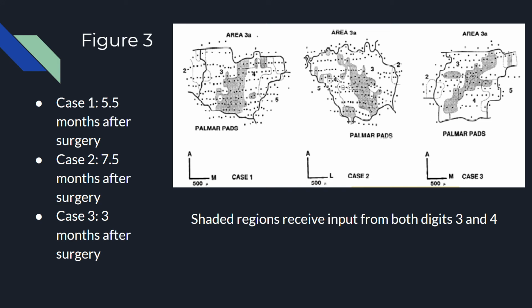Now, moving along to those 3 monkeys that had the artificial syndactyly, they were mapped at 5.5, 7.5, or 3 months after the syndactyly, which are the respective time periods. So following the syndactyly surgery, would cortical representation of the digits remain discontinuous as we saw with the normal monkey, or would an area receiving input from both digits now be observed? And what we see here is that the normal discontinuity was replaced by a zone, or rather that shaded region on the cortical maps, a zone receiving inputs from both digits 3 and 4.